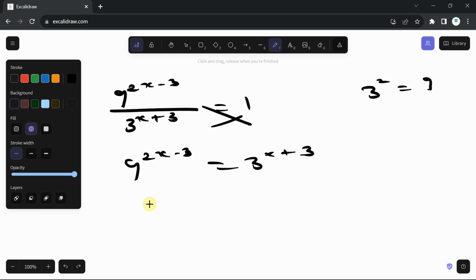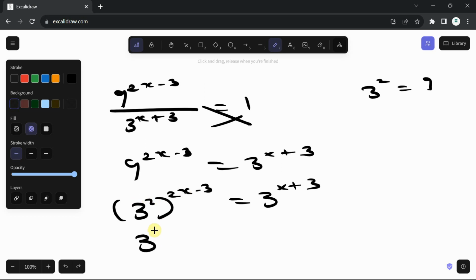So if I break it, I could say 3 squared, open brackets, 2x minus 3 is equal to 3 raised to the power of x plus 3. Right? We know that already. And I could furthermore say 2 times 2x is 4x, 2 times minus 3 is minus 6, is equal to x plus 3.